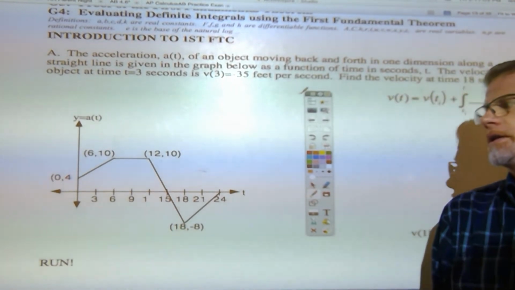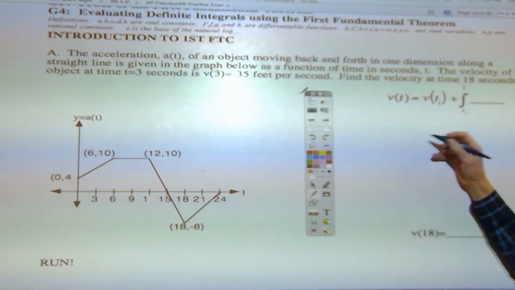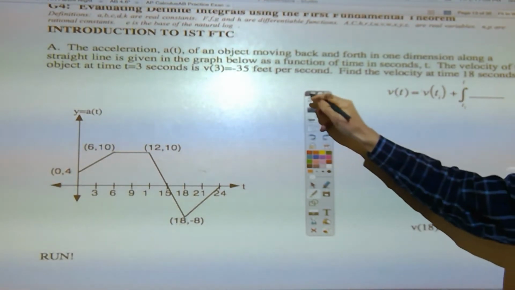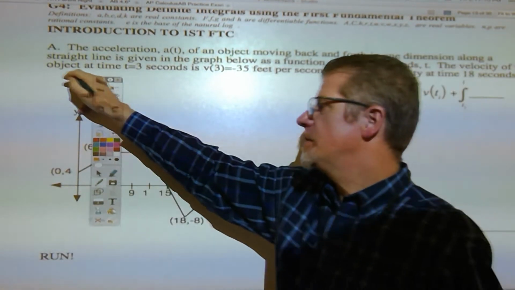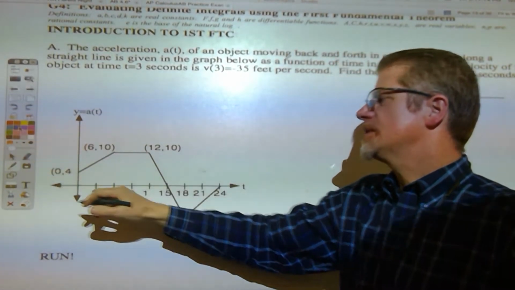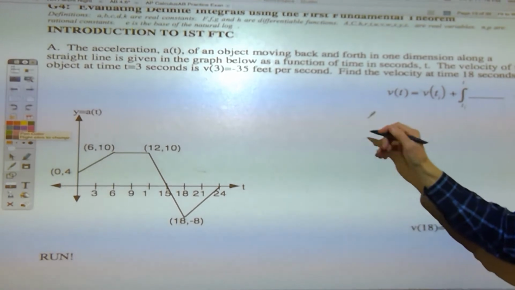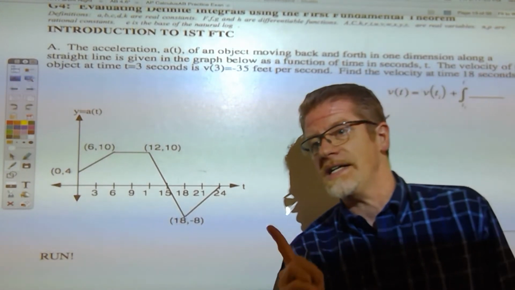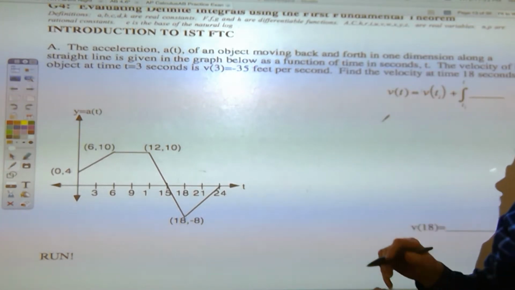To AP Calculus. We're on the last page of the handout entitled First Fundamental Theorem. Now, we've been working a lot with the fundamental theorem verbally. We've looked at, in general, this idea of final equals initial plus net change, not total change, but net change.